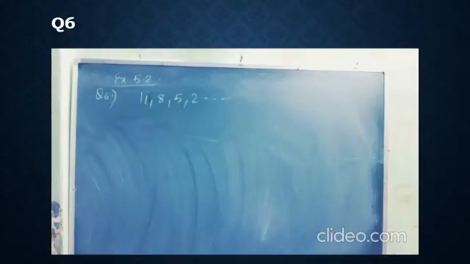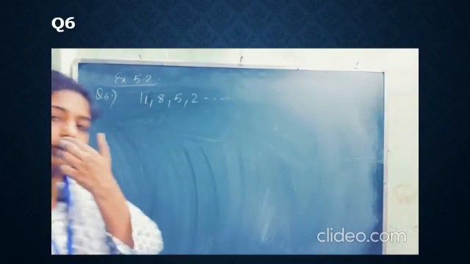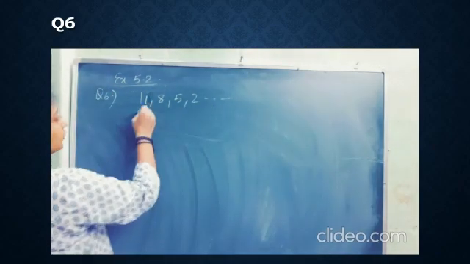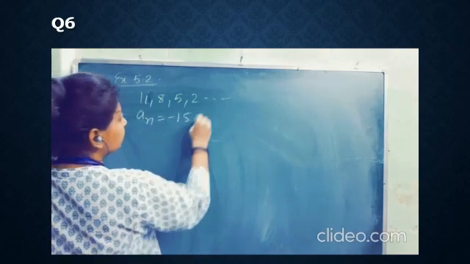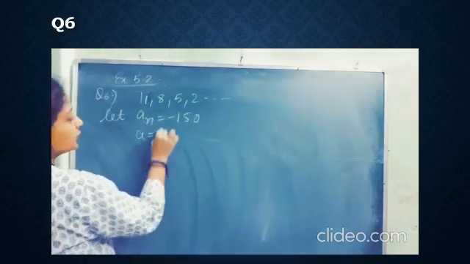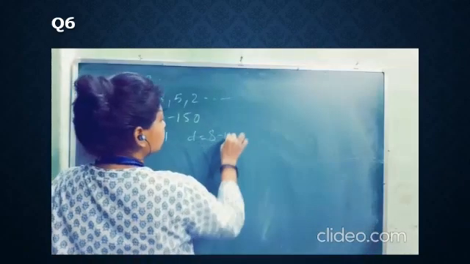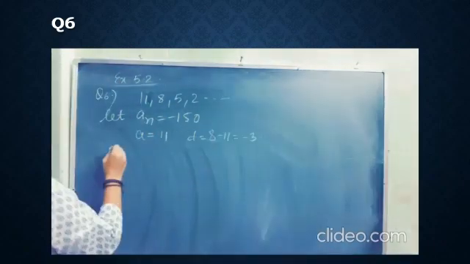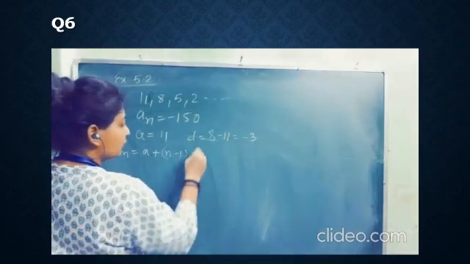In the sixth question, we have been given this AP 11, 8, 5, 2 and so on, and we have to check whether minus 150 is a term of this AP or not. So, we can consider, let an equal minus 150. We know the first term is 11. The common difference is 8 minus 11, which becomes minus 3. We can simply put this in the formula.